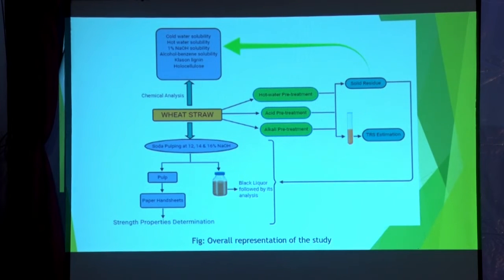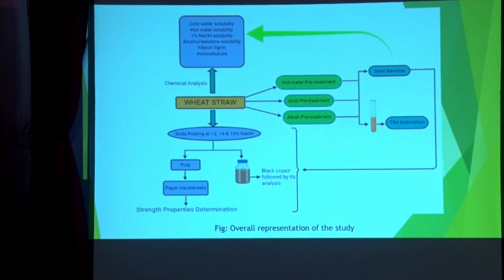Here we can see that the wheat straw has been pre-treated in three different ways. First one is hot water, or we call it autohydrolysis. The second one is mild acid. The third one is alkali pre-treatment. Two fractions were obtained after the pre-extraction, that is the solid residue and the liquid fraction. The solid residue was utilized for the production of pulp and paper, and in the liquid residue, the TRS was estimated.